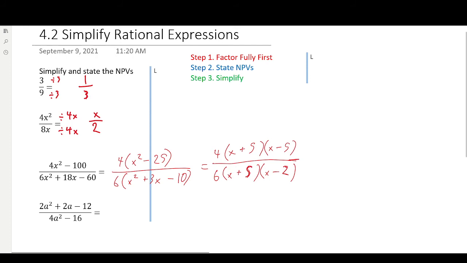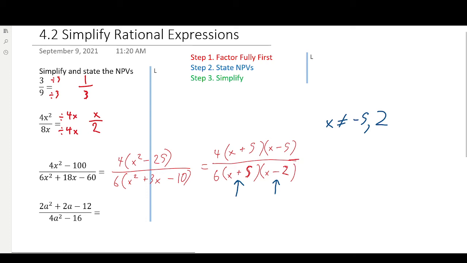So now what you need to do is you need to state the NPVs, the non-permissible values. So you look at the bottom of your fraction, and you say x cannot equal, and then based off of this part, x cannot equal -5. If you don't remember this, look at the last video, 4.1. And you look at this part, and x cannot equal positive 2, or you can just write 2. Okay, so those are NPVs.